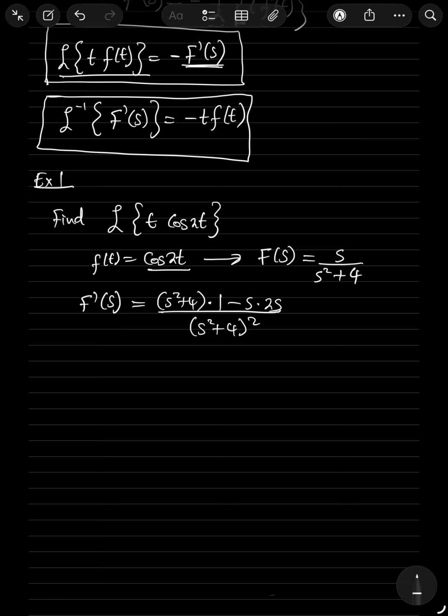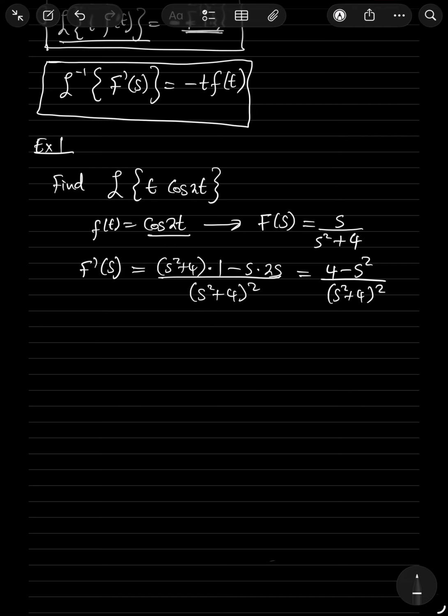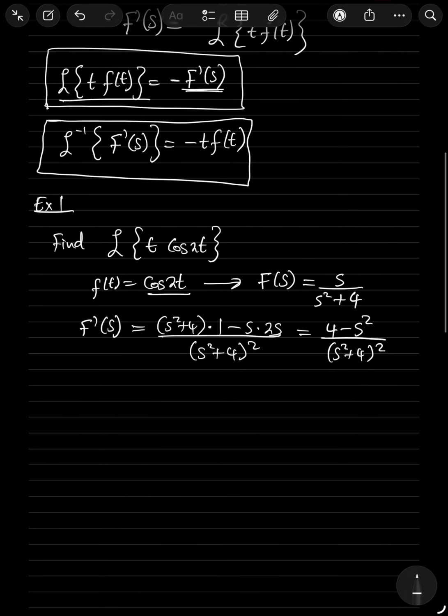So you have found the derivative of f of s, so you can just simplify this to be 4, right? So 4 minus s squared over s squared plus 4 squared, right? So then from here, now you know the derivative of f of s.